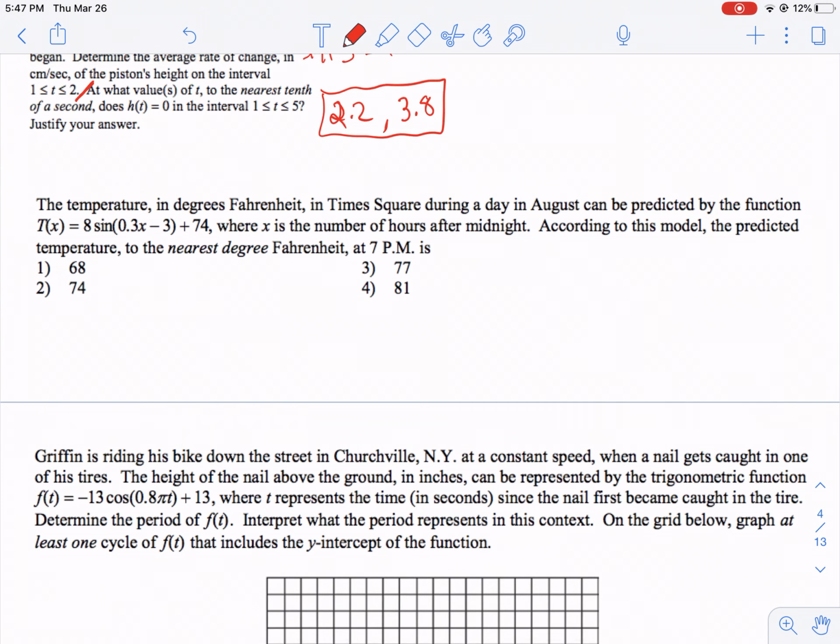The temperature in Times Square during a day in August can be predicted by that function. X is the number of hours after midnight. According to this model, the predicted temperature to the nearest degree at 7 p.m. is... Alright, so from midnight until 12 p.m. you have 12 hours. Sorry for the dogs. And then 7 hours afternoon means 19 hours later. So we're going to fill in a 19.